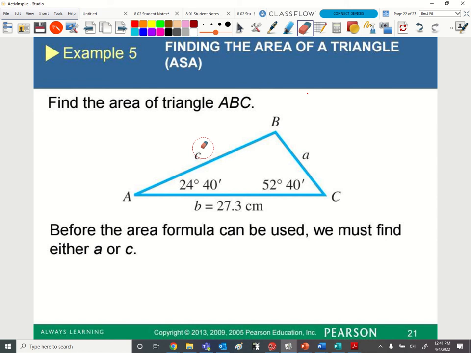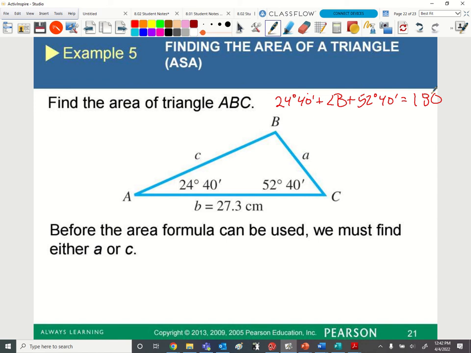So to figure out big B, I'm going to write it out. It's going to be 24 degrees, 40 minutes plus angle B plus 52 degrees, 40 minutes. And all three of those together equal 180. So since I'm looking for an angle, this is one I would DMS to find my missing angle. So please solve for that right now.